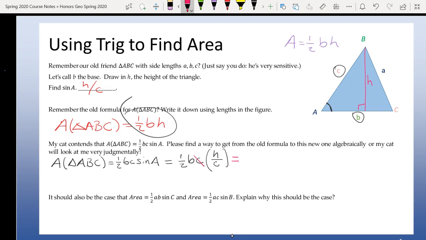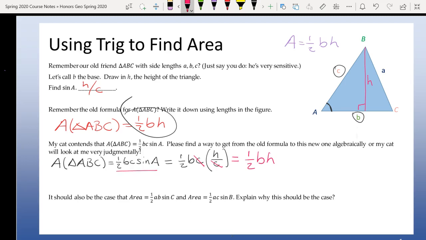These c's cancel, since the c on the outside of the parentheses is in the numerator of a fraction, and the c inside is in the denominator. That leaves us with, remarkably, 1/2 BH. So in the case that we don't know what h is, we can use this alternative formula.